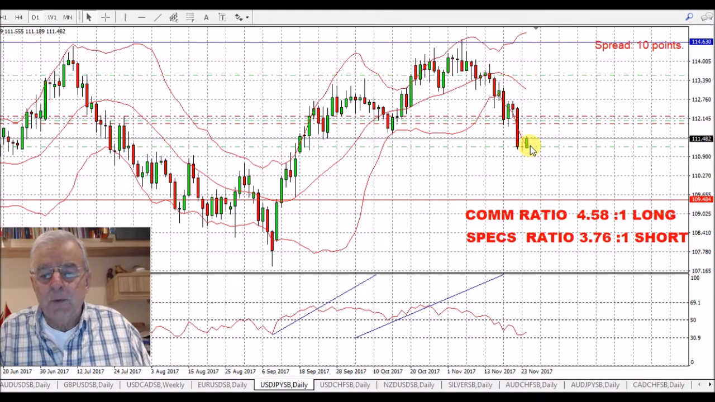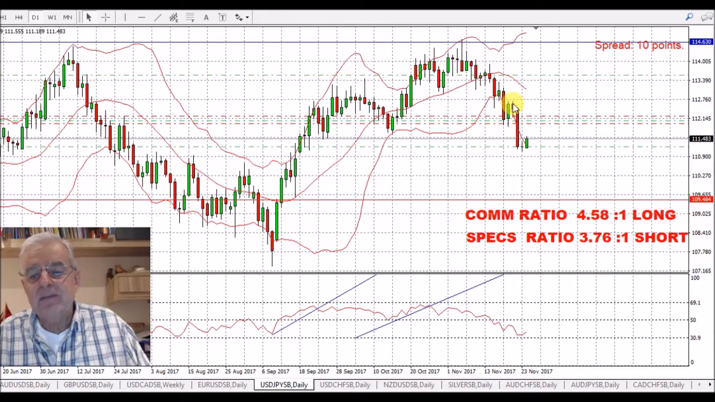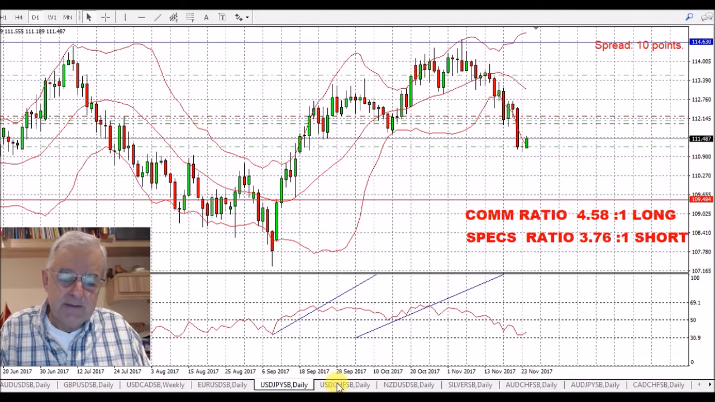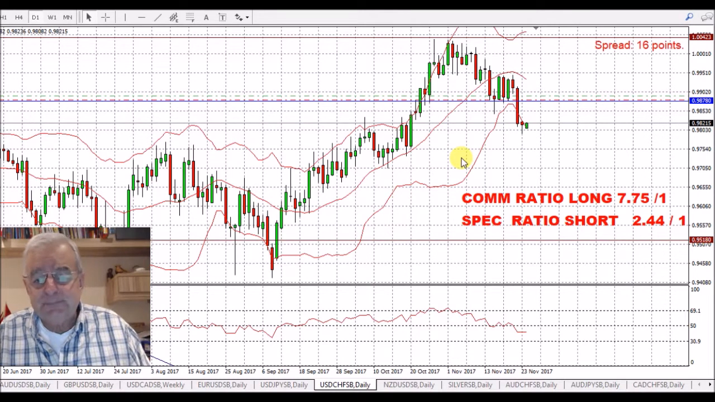So this is Friday's, Thursday's, Wednesday's, so this is Tuesday's candle. From there, you might expect maybe the commercials to put a little bit more on. So we'll see.